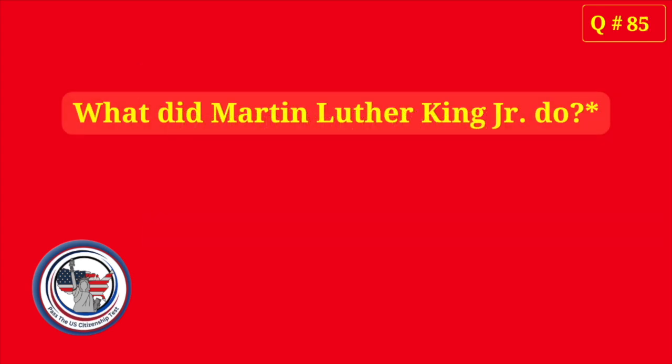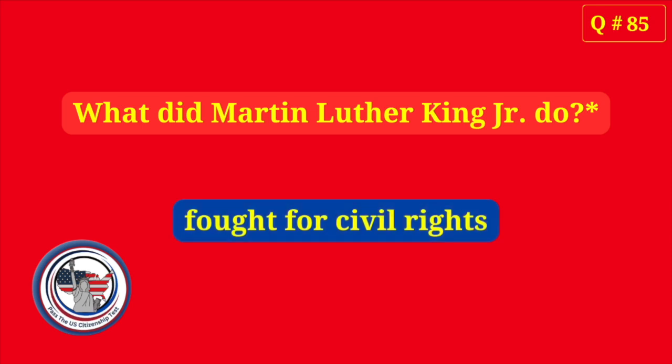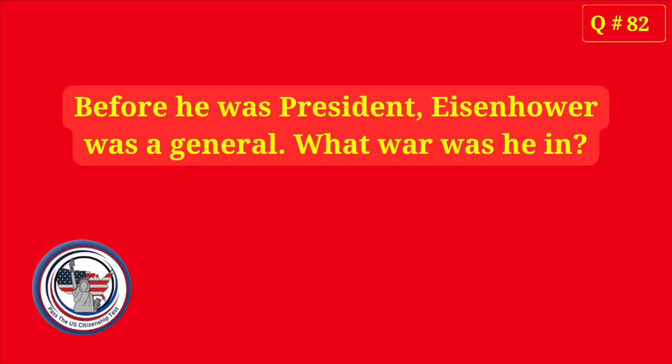What did Martin Luther King Jr. do? Fought for civil rights. Before he was president, Eisenhower was a general. What war was he in? World War II.